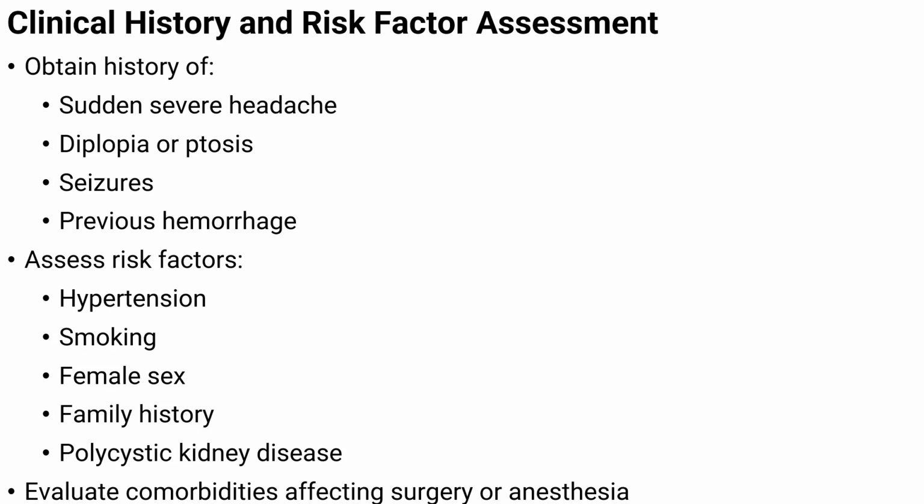Several patient-related factors increase the likelihood of aneurysm formation and rupture, including long-standing hypertension, cigarette smoking, female sex, a positive family history of intracranial aneurysms, and inherited conditions such as polycystic kidney disease, all of which may influence both disease progression and long-term vascular risk.